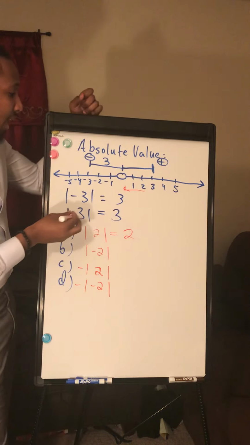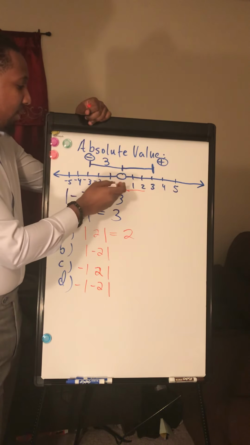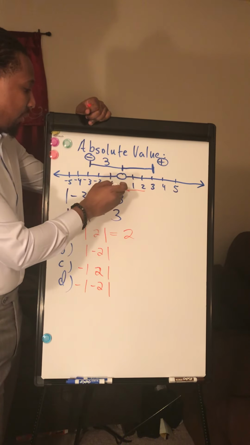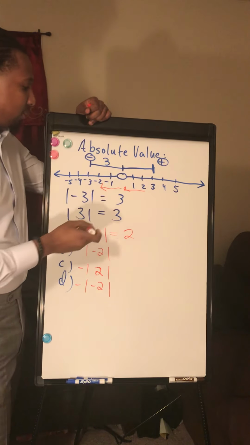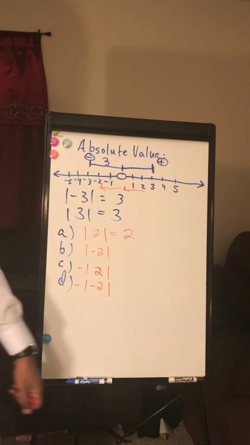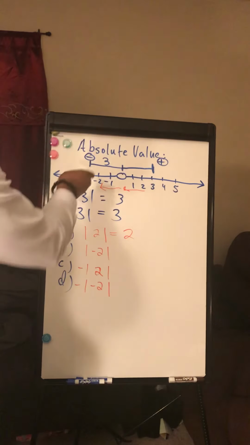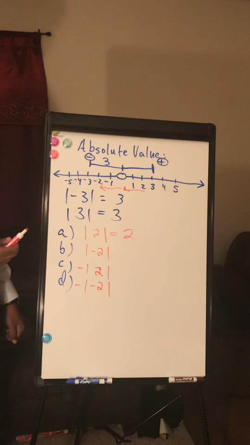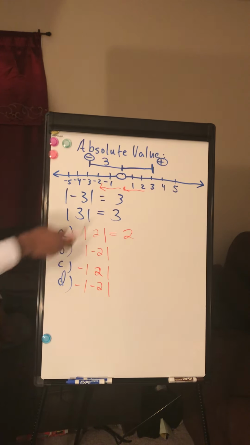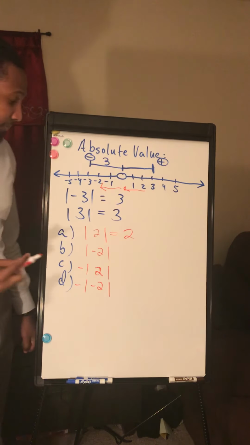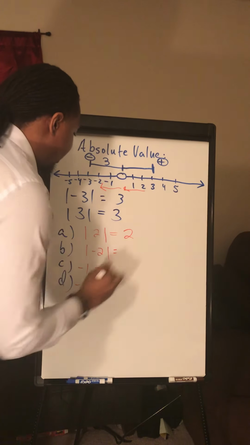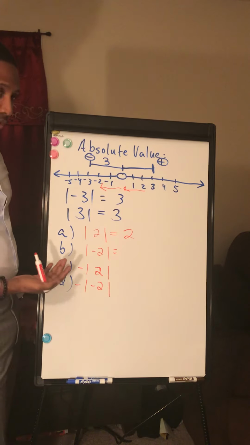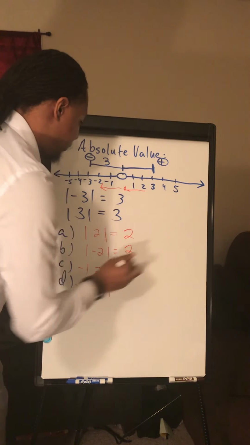Well, it's just the opposite direction. From 0, I went to -2. Regardless of direction or sign, this negative here does not matter. It's the distance that we travel. We travel 2 units. So the absolute value of -2 is also 2.